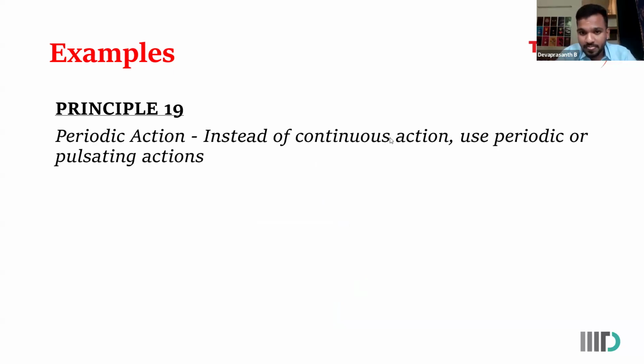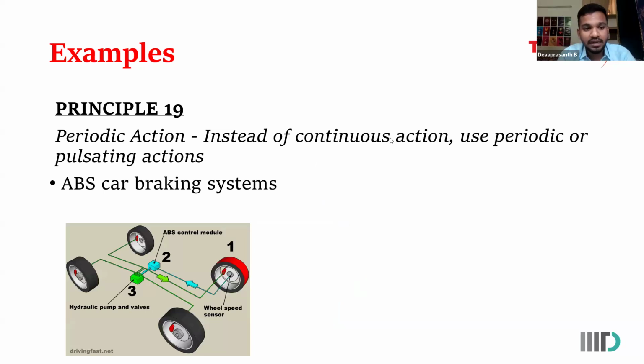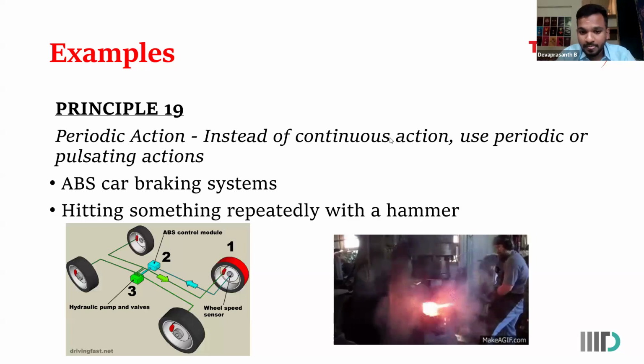Then the next example, principle 19, periodic action: instead of a continuous action, use a periodic, pulsating action. You can find multiple examples of this. Even you are using it in day-to-day life. For example, those who are driving cars, the ABS, the anti-lock braking system, uses periodic action instead of a normal braking system. And take the power hammer, where usually a man hits continuously, but it's not that efficient, right? Using this hammer, you can find it much more efficient.